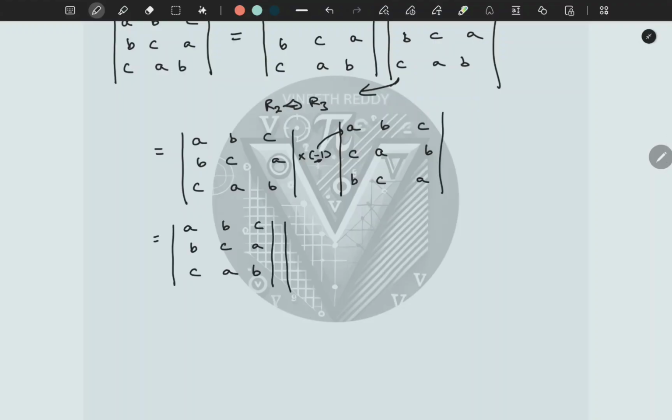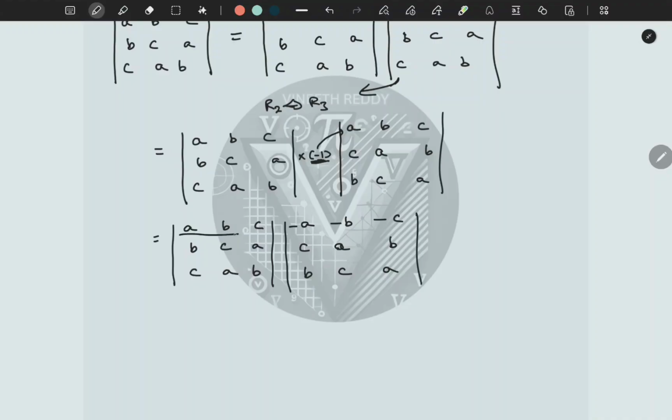See, unlike matrices, where when we multiply with minus 1 we have to multiply each and every element, in determinants it should be multiplied only in a particular row or in a particular column. So I'll be multiplying this minus with the first row. I'll get minus A, minus B, minus C, then we have C, A, B, then we have B, C, A.